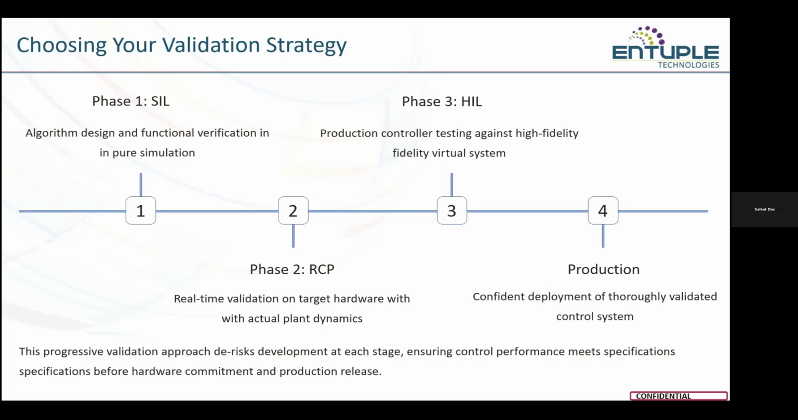Once that RCP validation is done, the next stage is hardware in loop systems, where the final controller is tested against a high fidelity virtual plant. This enables safe edge case testing and fault testing, which are very difficult or unsafe to do in a real scenario. Once the HIL testing is done, by the time we reach production, the control system has been validated at every level, ensuring confident development, deployment, and minimum risk.